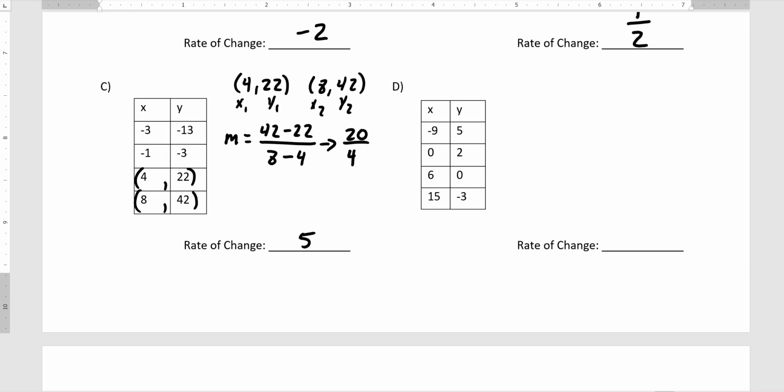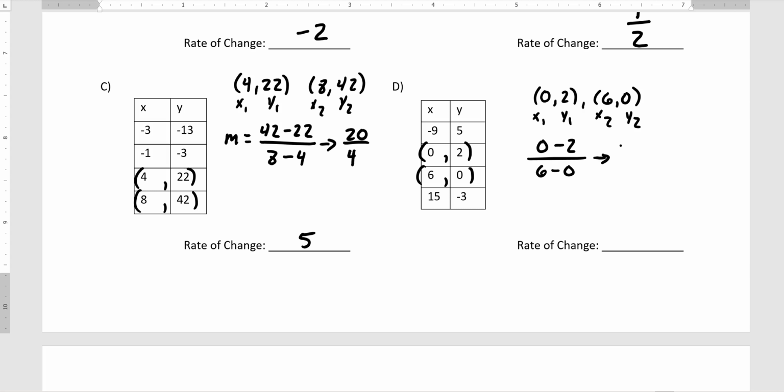Looking at letter D, I'm going to pick these points, (0, 2) and (6, 0). I like working with 0 a lot. It makes things pretty darn easy. So we have x1, y1, x2, y2. So y2, 0, minus y1, 2, over x2, 6, minus x1, 0. So negative 2 over 6. The rate of change for this one is negative 1/3.